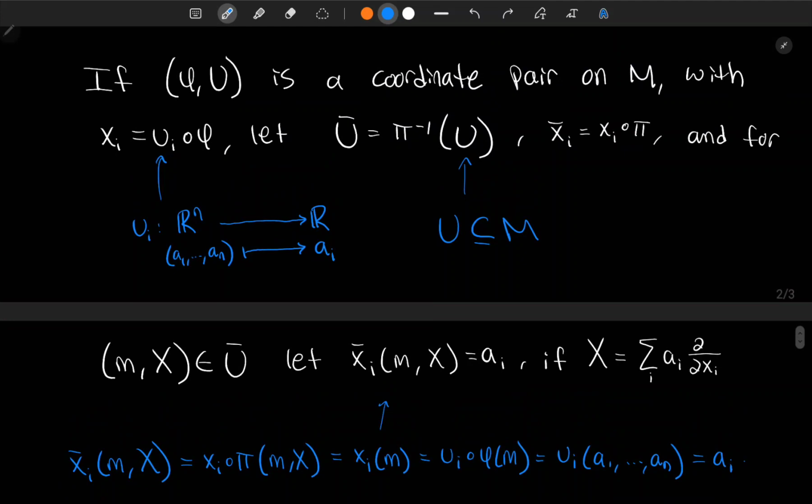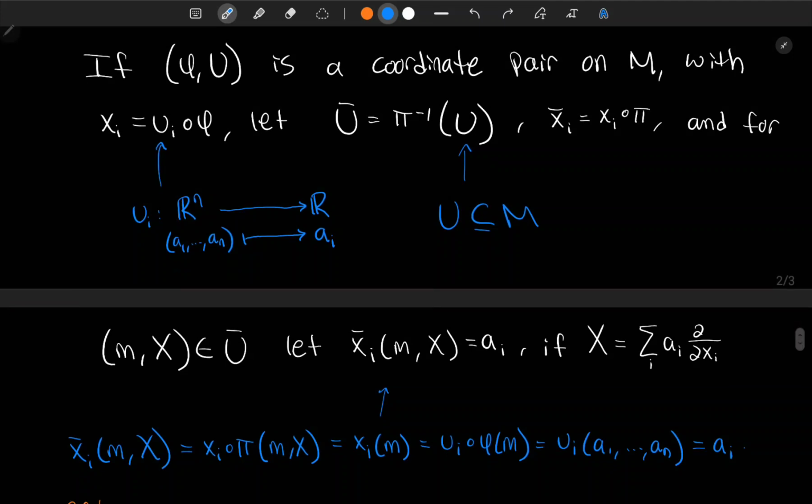And I'll explain why this x_i map gives us a_i. So the reason is that we're feeding into x_i bar an element (m, X) of the tangent bundle. But we've defined x_i bar to be x_i composed with pi. Then we know that pi projects (m, X) onto m. So we have now x_i acting on m, but we've defined x_i to be u_i composed with phi.